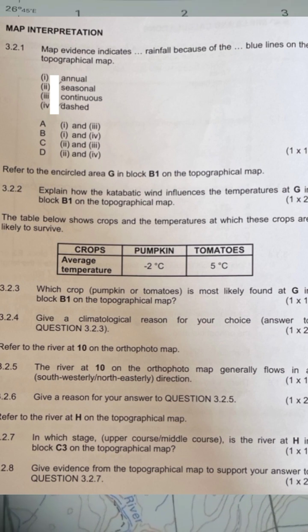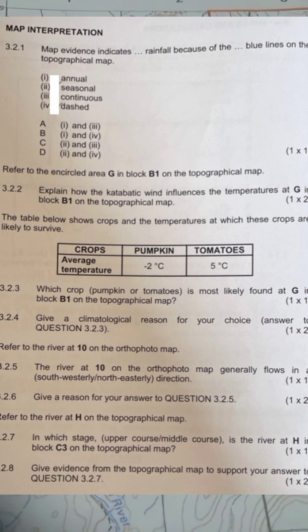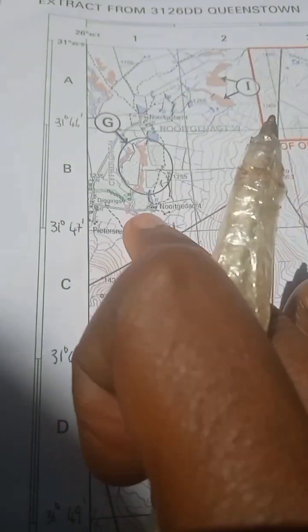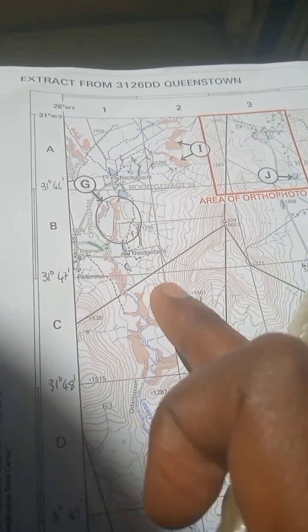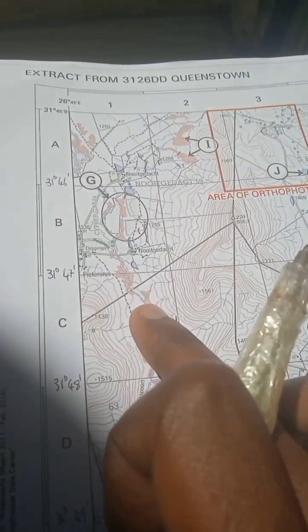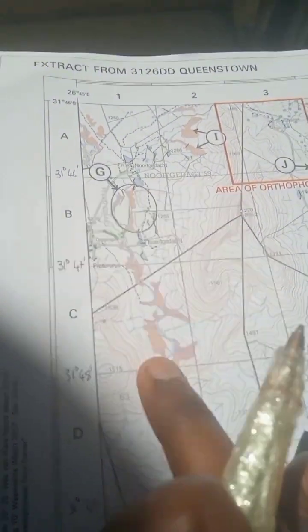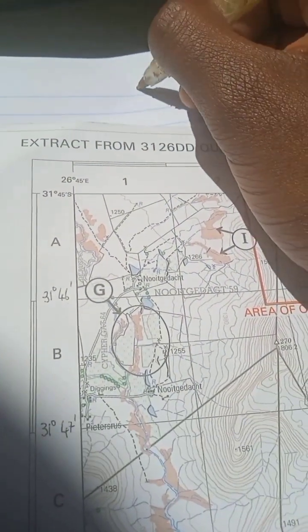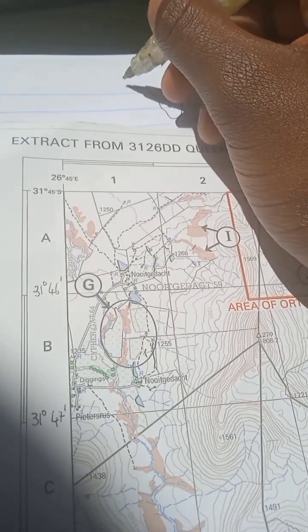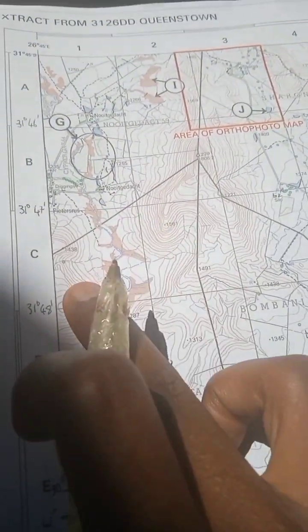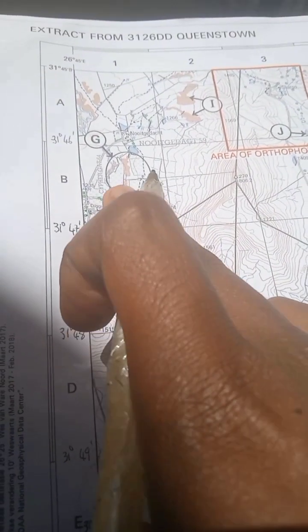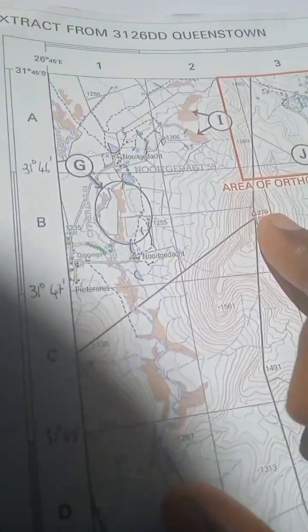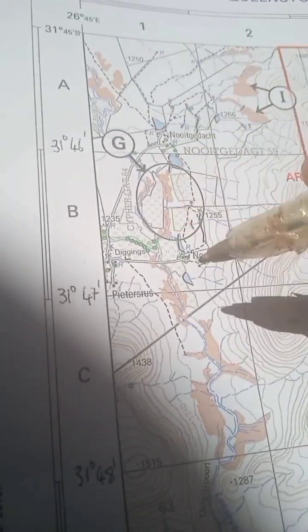How does it influence the temperature? How does the katabatic wind? Okay, if you can clearly see here, going from this point up towards G, on either side you have very steep slopes. When you walk straight from this point, you have steep slopes on either side. What does that indicate? We are in a valley, guys. Steep slope on the left, steep slope on the right. So this is the valley floor. Okay, this area is a valley floor, guys.